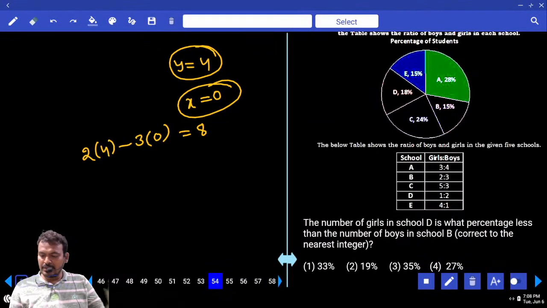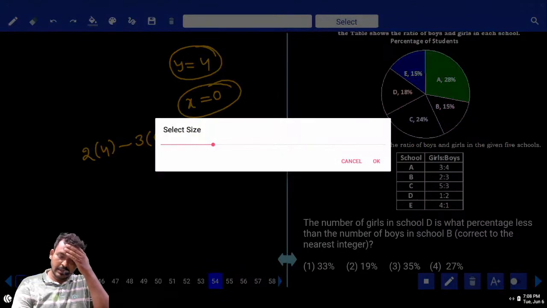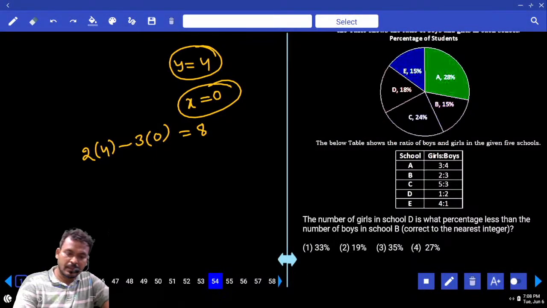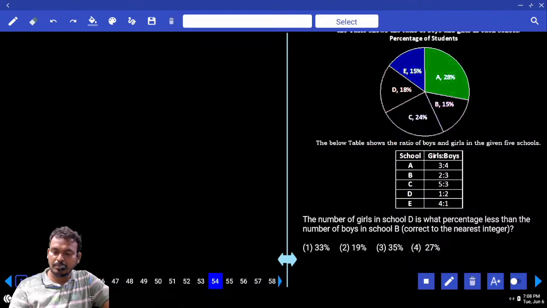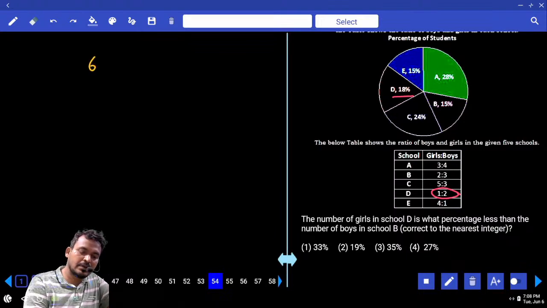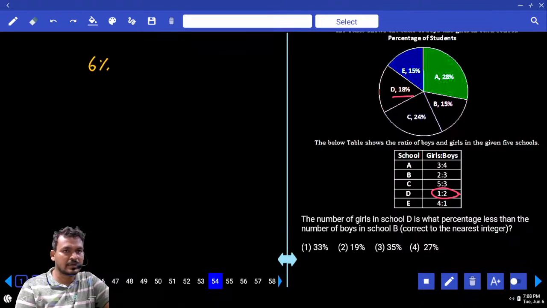The number of girls in school D is what percentage less than the number of boys in school B? First, school D, what is the total percentage? 18%. In that, girls and boys are 1:2. Total 3 parts. 3 parts are 18, what is the 1 part? 6%. Girls in school D, 6%.